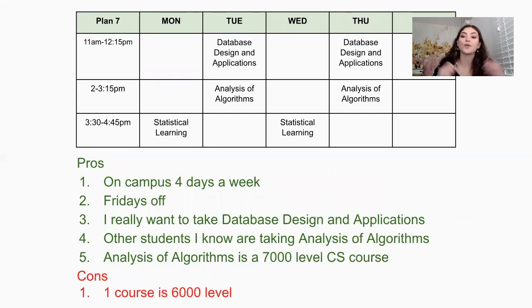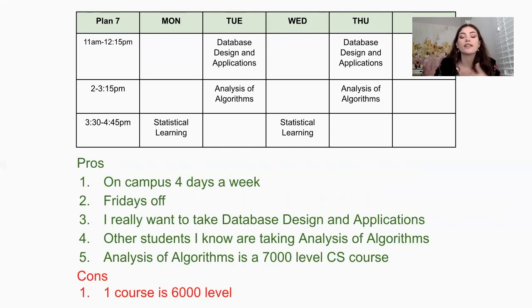So this brings me to plan 7. In this plan, I have database design and applications, analysis of algorithms, and statistical learning. So the pros for this schedule is that I'm on campus 4 days a week, but I have Fridays off, and I really wanted to take database design and applications. Also, other students I know are taking analysis of algorithms, which is a 7,000 level course.